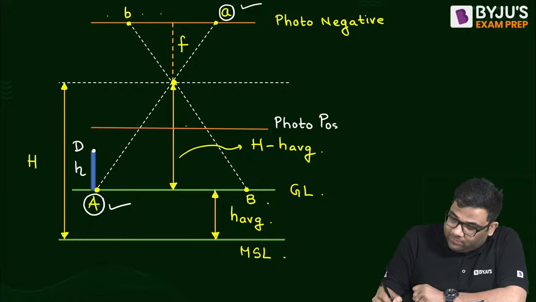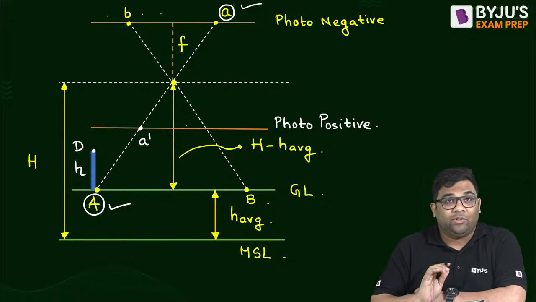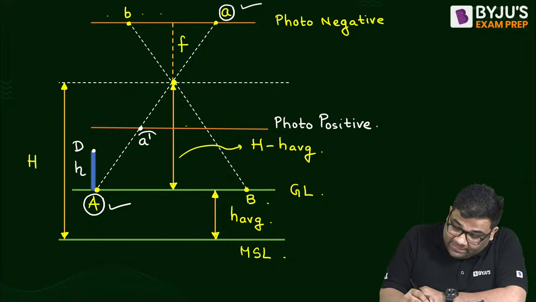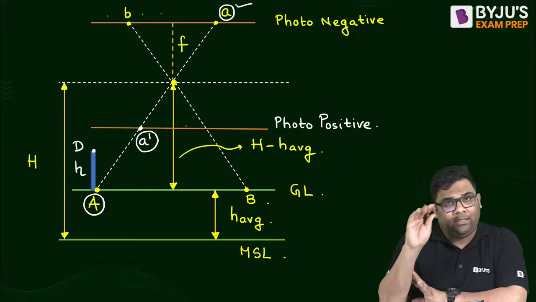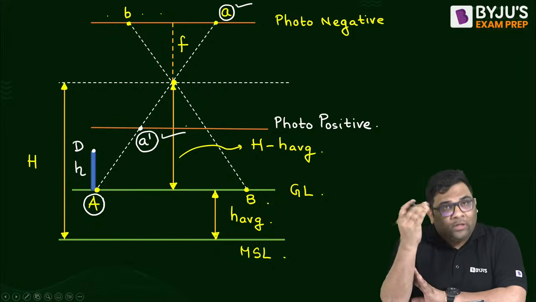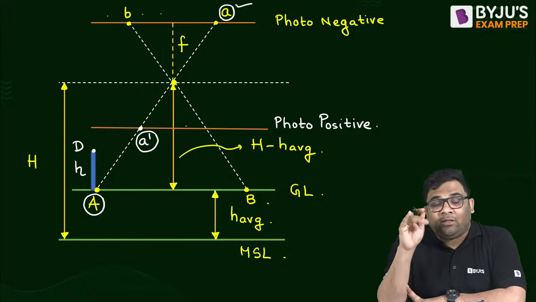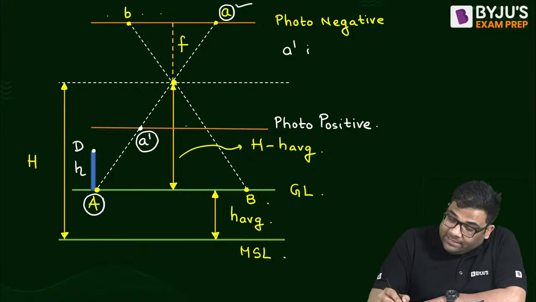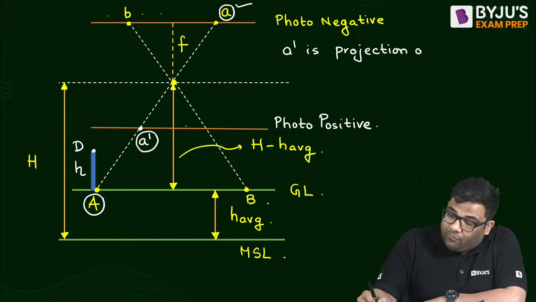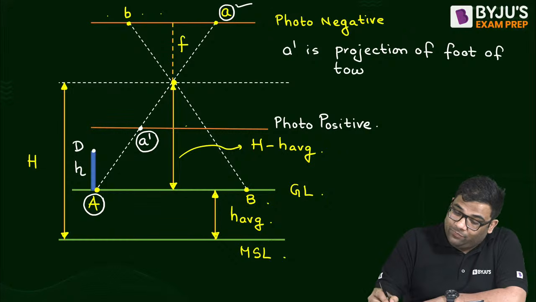Now what I will do, I will bring my photo positive. So when I bring my photo positive, this one will become A dash. So I can say A dash is the projection of A. This small a is also a projection, but A dash is the projection on the photo positive, and small a is on the photo negative. So let us focus on the photo positive only. So I can say that A dash is the projection of the foot of the tower.